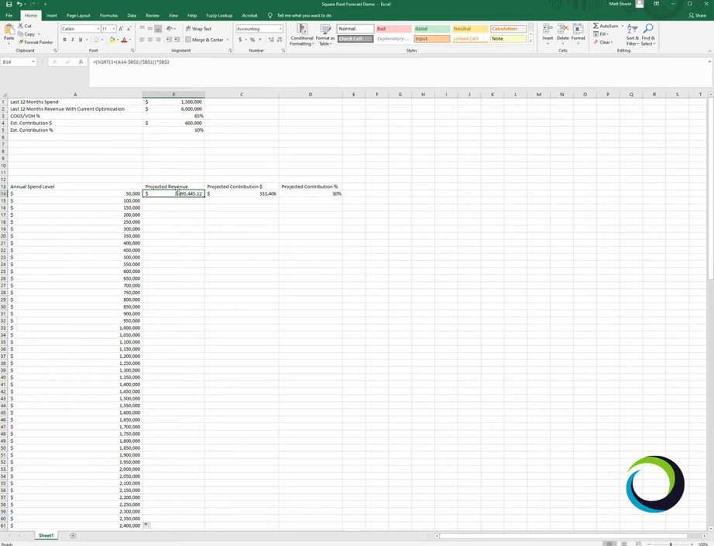Okay, next we need to project what our revenue is going to be at this spend level. This revenue projection, you can see the formula here. We're using the square root function in Excel, and we're basically calculating our variance in spend. So this is our new spend, A14, minus our old spend, B1, divided by our old spend. That's going to give you your variance as a percent.